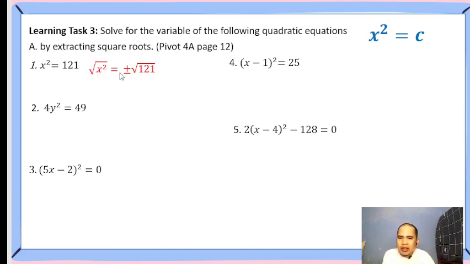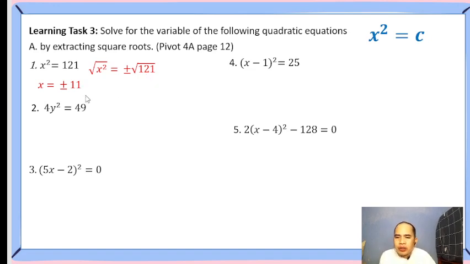Square root of x squared is equal to positive negative square root of 121. So, makakancel ang square root dito na side. So, magiging x na lang equals positive negative 11. Ibig sabihin, dalawa yung value ng x natin. Okay. So, 121 is a perfect square. So, square root niya is 11.